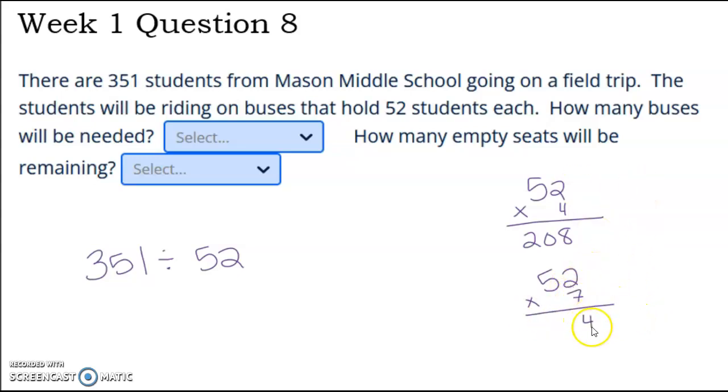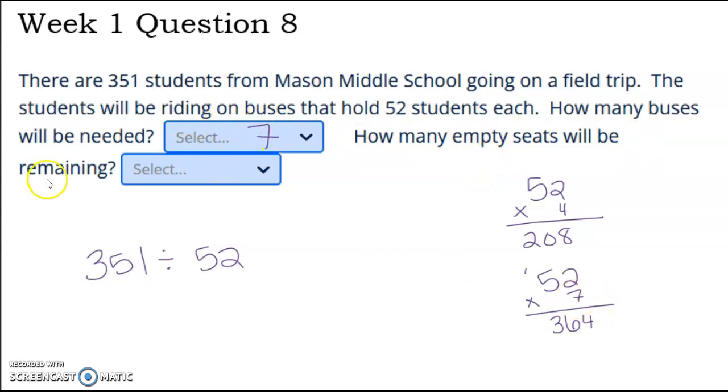7 times 2 is 14. 7 times 5 is 35, 36. Ooh, 3. So now we have 7 buses that fits 364 kids. So we can definitely fit this 351. Okay. If we brought 6 buses, though, it wouldn't fit everyone. So we know we're going to need 7 buses.